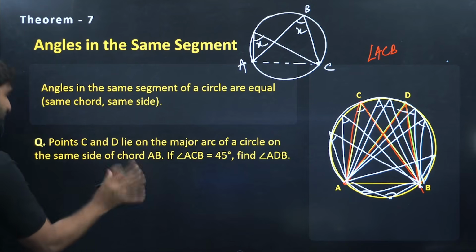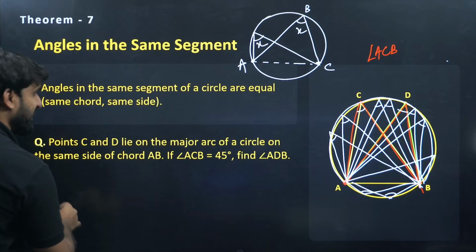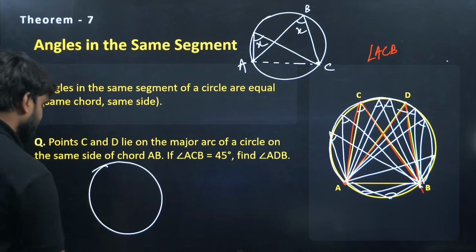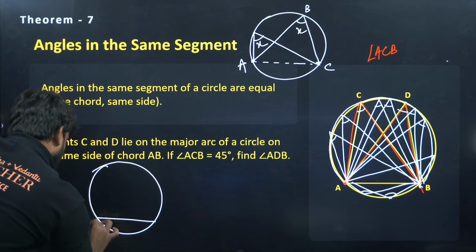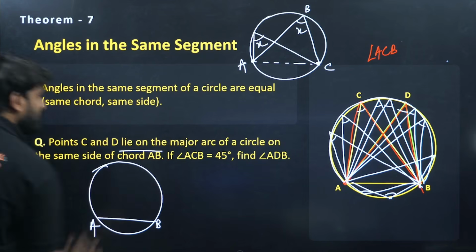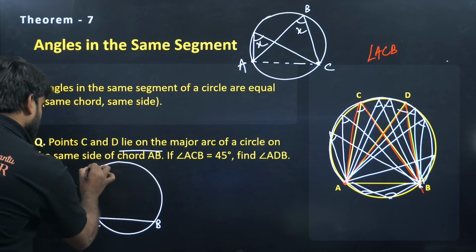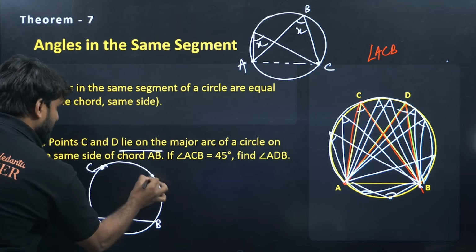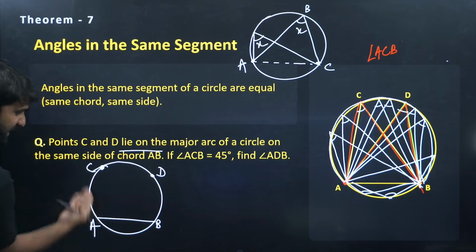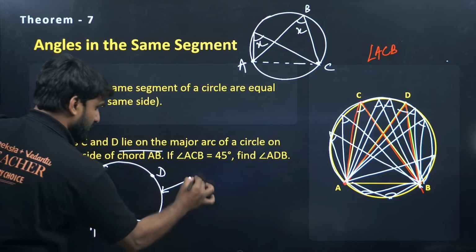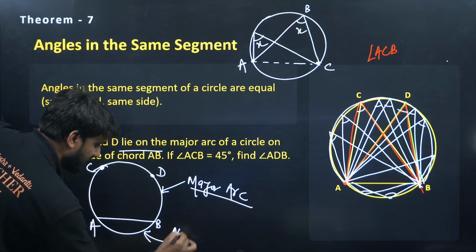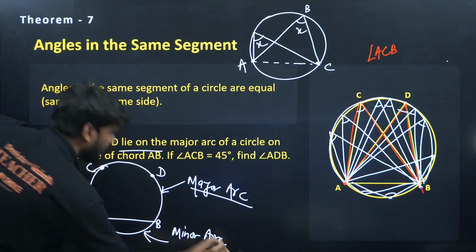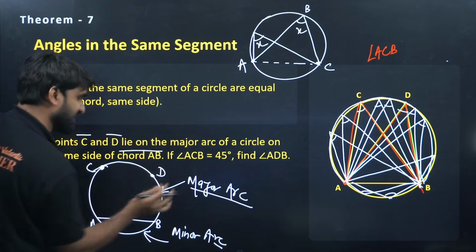So let's do a question for your clarity. Points C and D lie on the major arc of a circle on the same side of a chord. Very good. So we have this chord AB, and the two points C and D lie on the major arc. Let's say this is C and this is D, because this will be the minor arc and this will be the major arc. I hope this is clear to you all. The smaller part is the minor arc. Both the points C and D lie on the major arc.